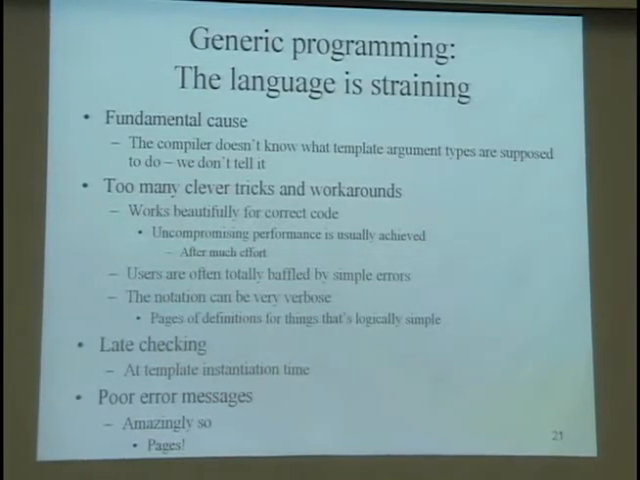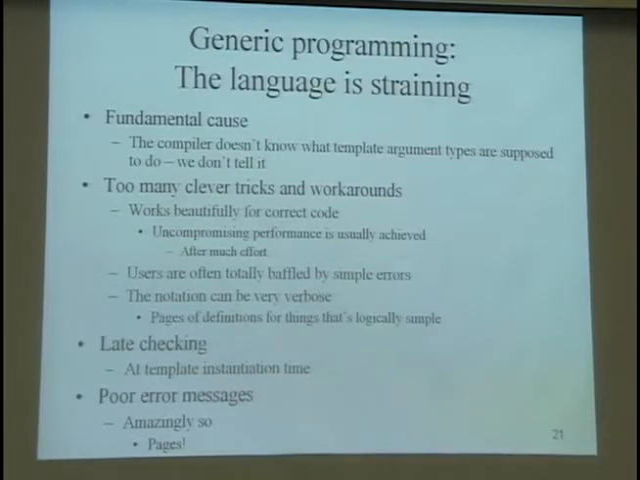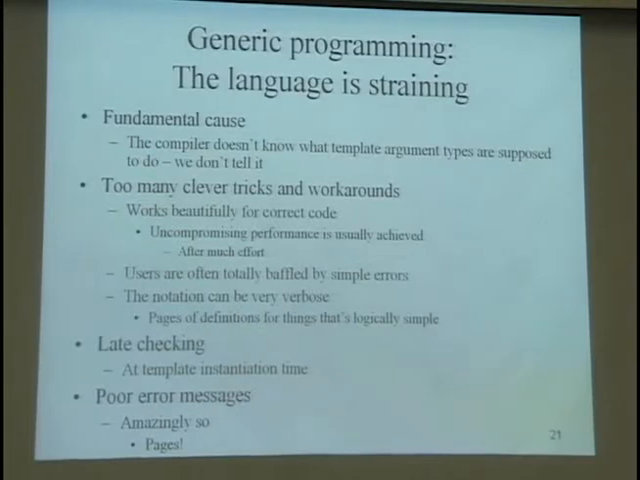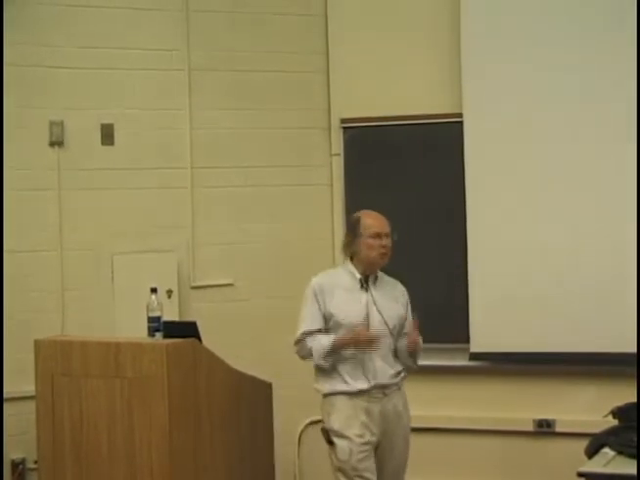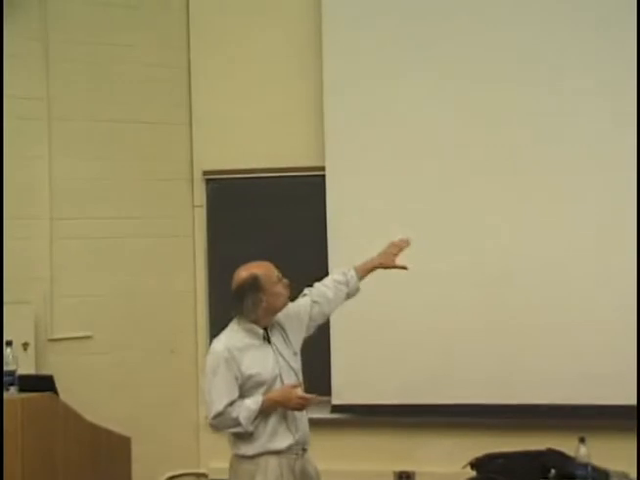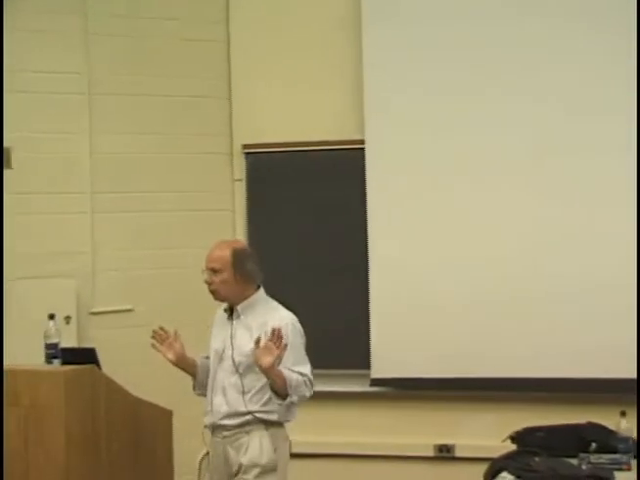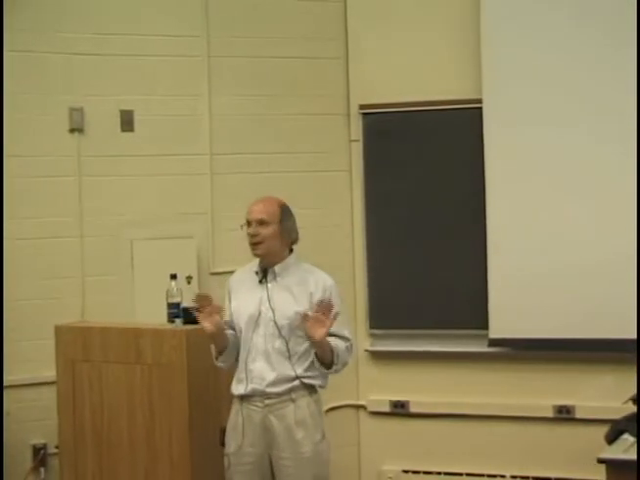But let's go to the fundamental cause of a lot of problems in C++: the compiler doesn't know what argument types are supposed to do. That is, if I have, say, an algorithm that takes an argument that's supposed to be a matrix of floating point numbers, a matrix of some floating type, I can't say that. It's just a type. And if I make a mistake, the error messages get spectacularly bad. It works beautifully for correct code, but you have to be very clever. If any of you have seen some of the Boost stuff, you don't want to be that clever.